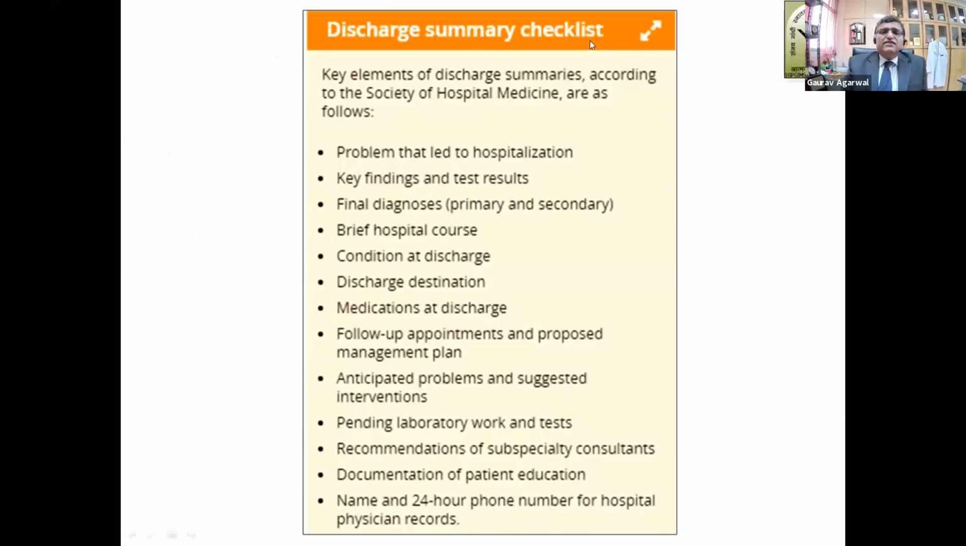So this is the checklist for a good discharge summary. The key elements in this include the problem that led to hospitalization, key findings and the test results, the final diagnosis. It should include both the primary, secondary, and any other ancillary diagnoses. The patient comes for treatment for a particular condition. That's the primary diagnosis. The patient may also have a number of other ailments, maybe say diabetes and hypertension or CAD. Those are secondary diagnoses.